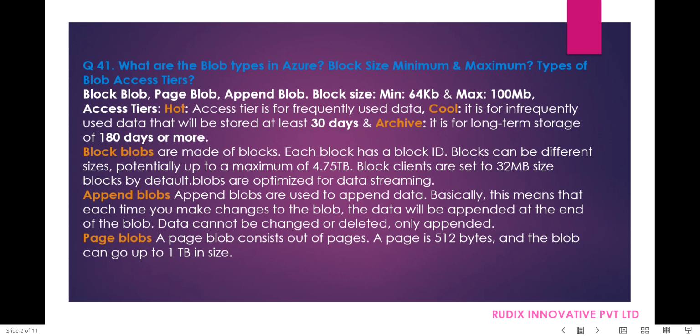So what are the block access types? There are three access types: hot, cool, and archive. Hot is regularly used data. Cool means data we use infrequently. Archive means it is long-term storage data. So hot access type is frequently used data, data we use daily.